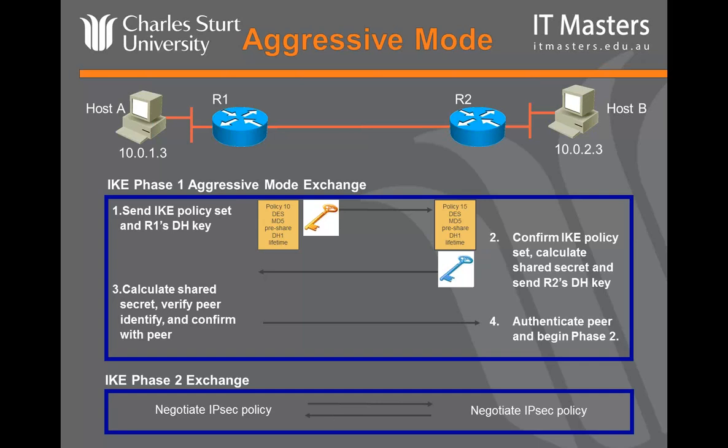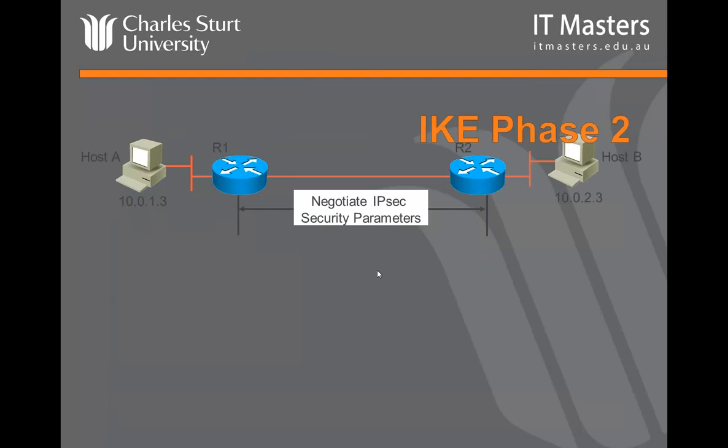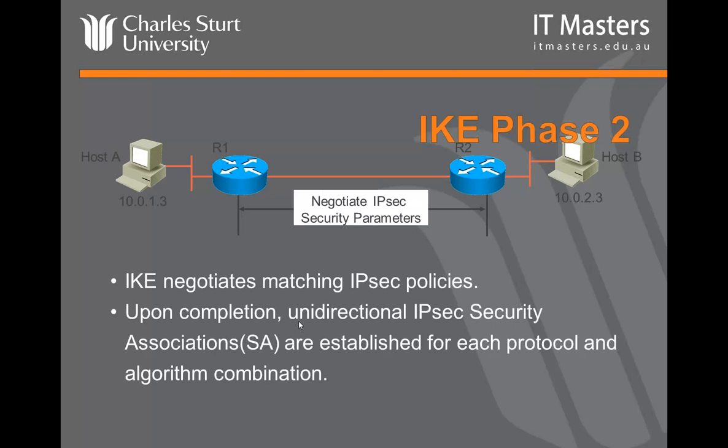So just a little bit quicker. IKE phase two, and my slide's a bit out of line there, apologies for that. We negotiate the IPSec security parameters. So again, instead of talking about an IKE parameter, we're now talking about an IPSec parameter. Upon completion, the unidirectional IPSec security associations are established for each protocol and algorithm combination.